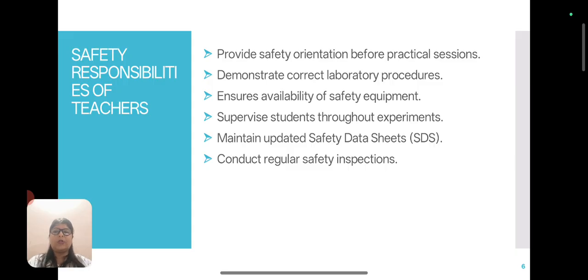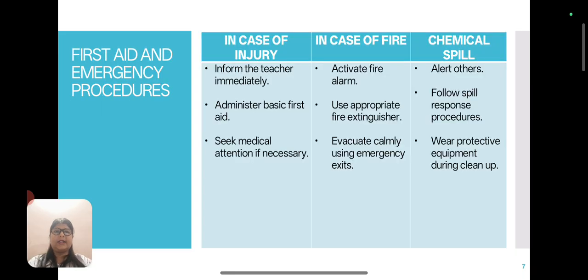Supervise students throughout experiments. A teacher should always supervise the students while an experiment is going on, as continuous supervision prevents unsafe behavior. And maintain updated safety data sheets, SDS. These sheets provide important information about chemicals and emergency action. And next is the conduction of regular safety inspections, as these help to keep the laboratory safe and updated.